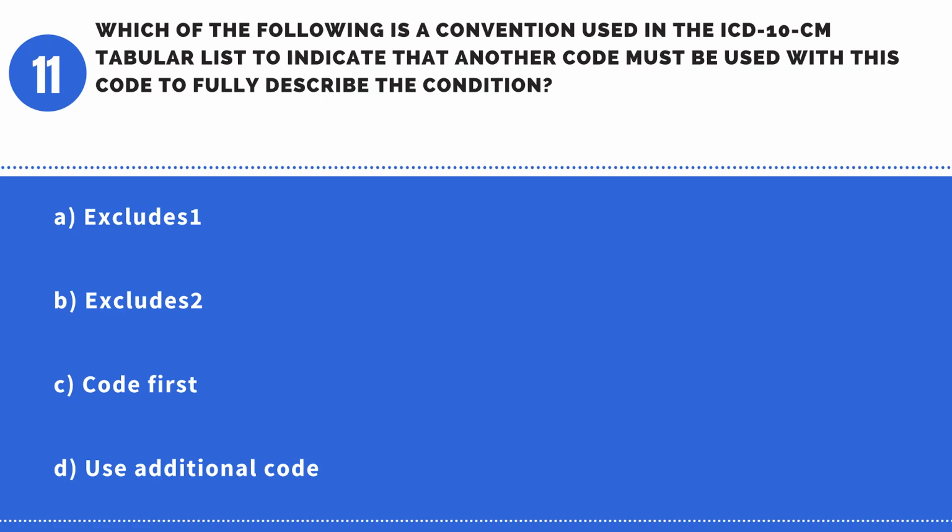Question 11. Which of the following is a convention used in the ICD-10-CM tabular list to indicate that another code must be used with this code to fully describe the condition? A. Excludes 1. B. Excludes 2. C. Code first. D. Use additional code.